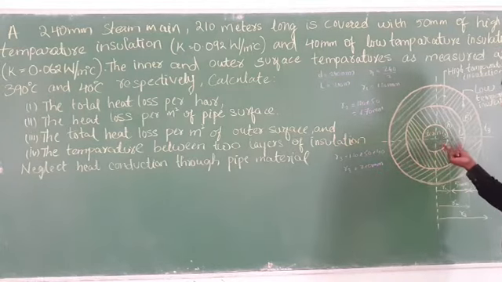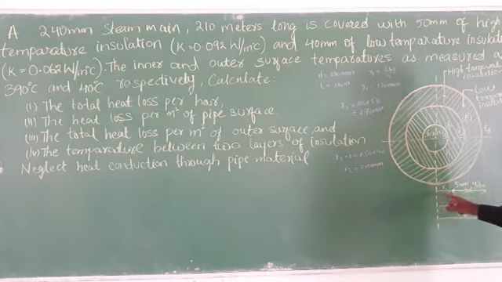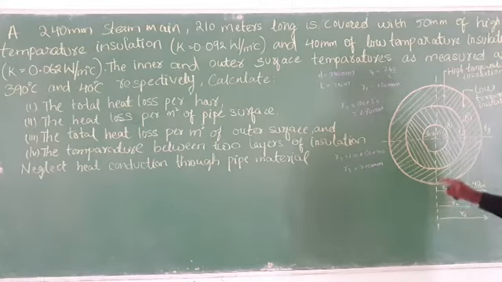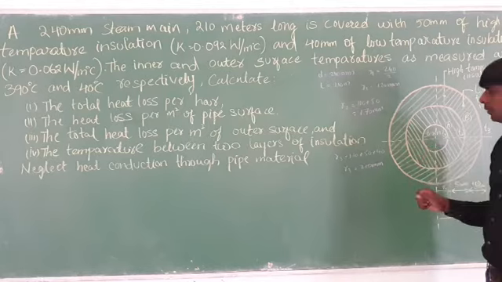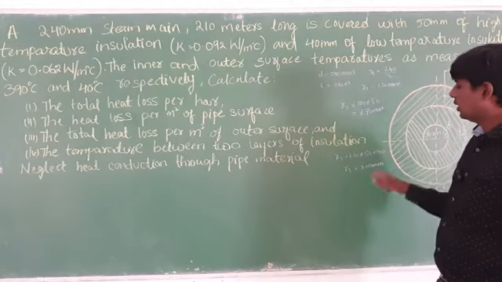So this one is R1, this one is R2 and this one is R3. R1 is equal to 120, R2 is equal to 120 plus 50, and R3 is equal to 120 plus 50 plus 40. So here you got the values of R1, R2 and R3. See, these are in mm.